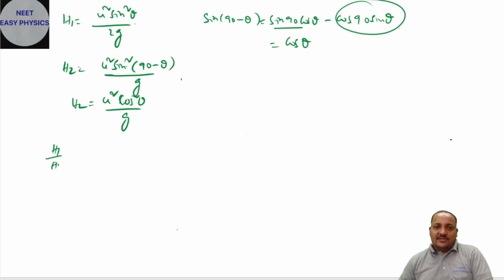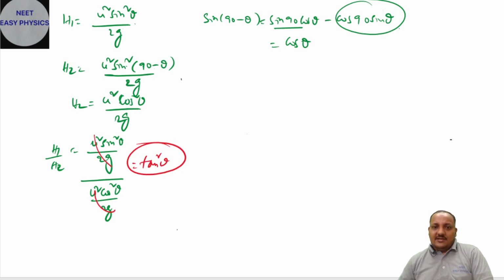So, H1 by H2 is equal to u square sin square theta by 2g, maximum height means 2g, divided by u square cos square theta by 2g. If you cancel u square by 2g, this is going to be tan square theta. This is the maximum height ratio. Now, what will you get for total time and time of ascent? Total time formula is 2u sin theta by g.